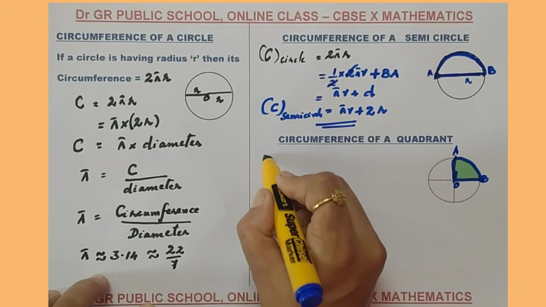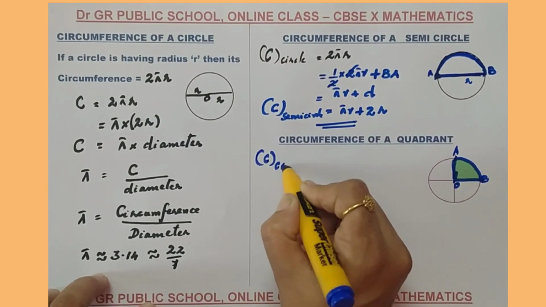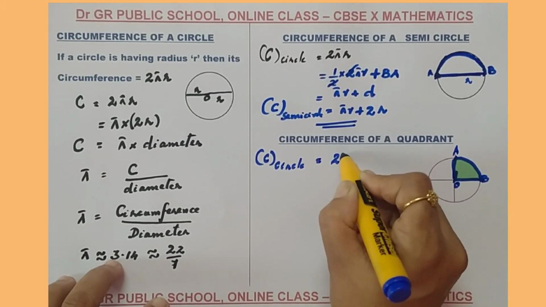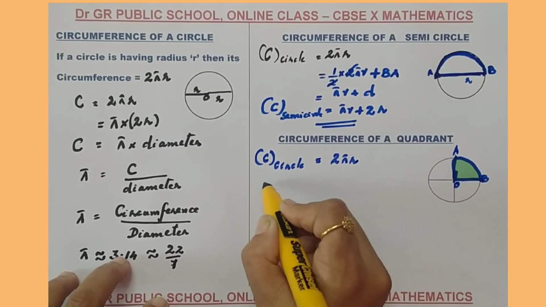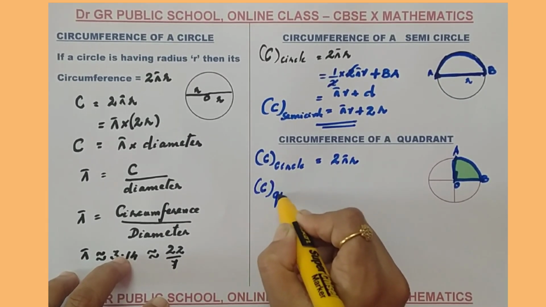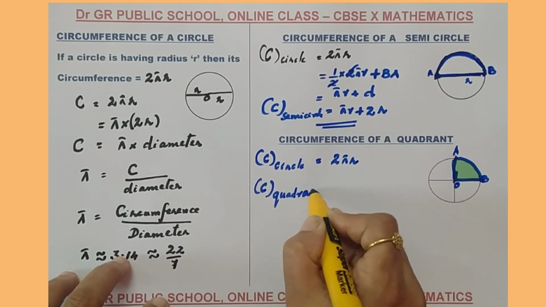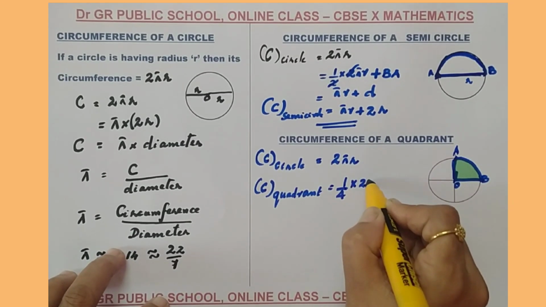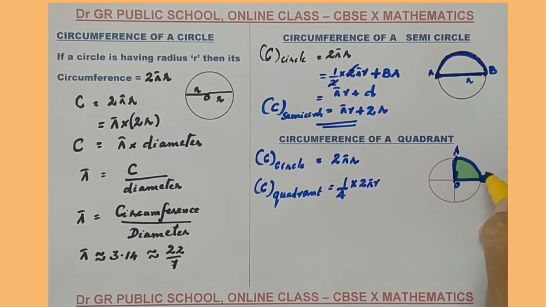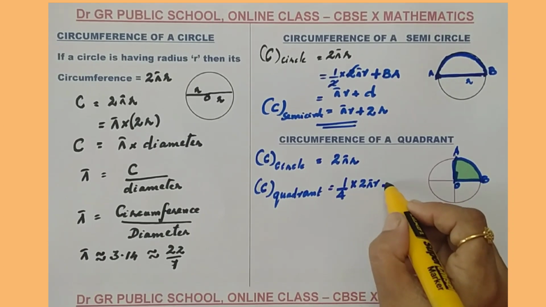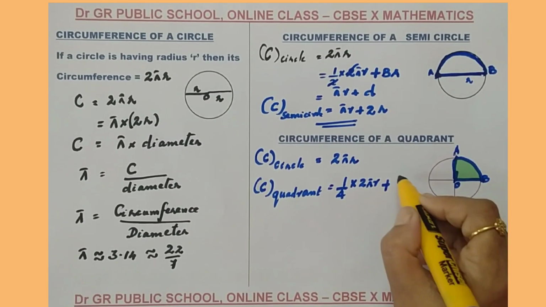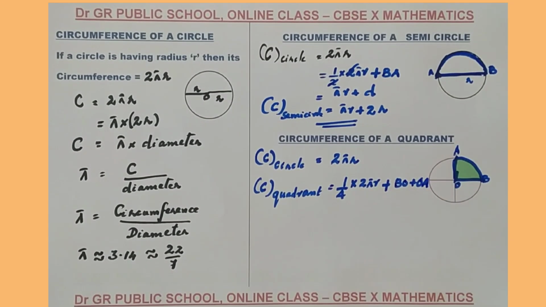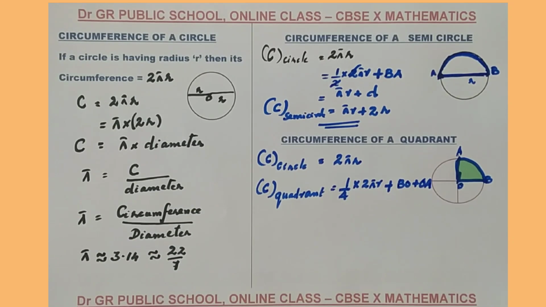Now, let me first write the circumference of a circle. Circumference of a circle equals 2 pi r. But to find the circumference of a quadrant of a circle, it equals 1/4 of that 2 pi r. Am I right? 1/4 of 2 pi r will come for the curved part AB, plus the length BO plus the length OA also you need to consider for the circumference of the quadrant.